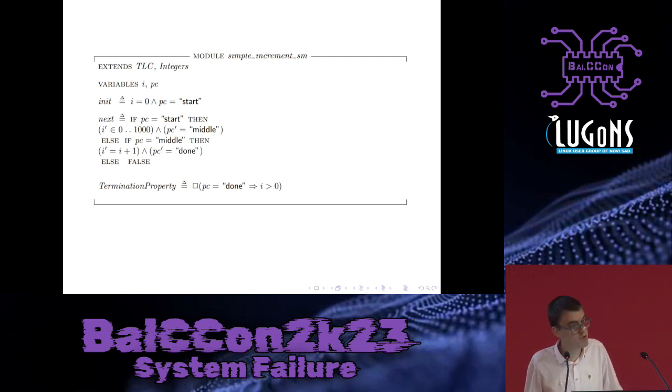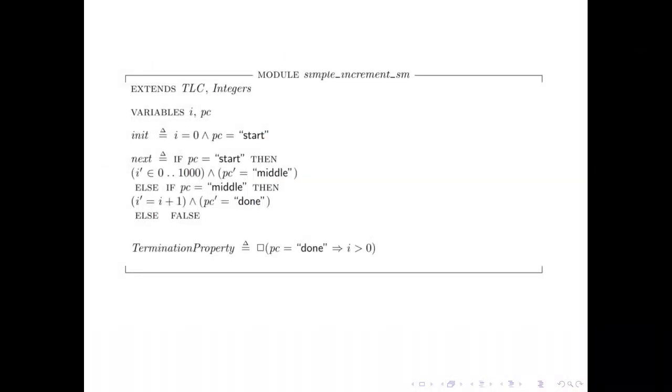And if PC is equal to middle, then what are my next possible states? Well, for I, it will be the previous I incremented by 1, and for PC, the only valid value will be done, right? And every other state, so this is why I have the else part here, is not correct, is not valid, and that's why I'm putting false here, meaning that whatever else happens in my space of possible states, it is not correct.